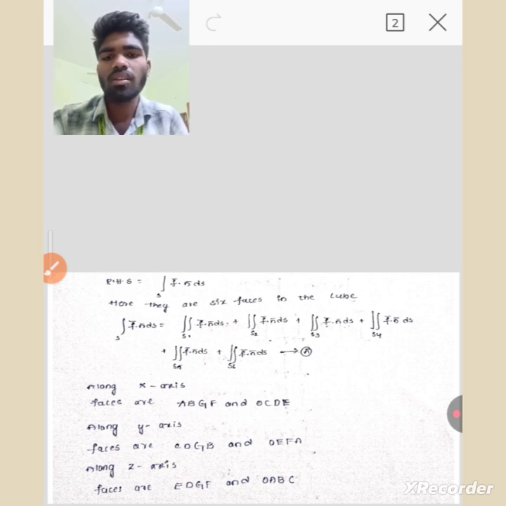Here the integral over S of F bar dot n bar dS equals the integral over S1 of F bar dot n bar dS plus the integrals over S2, S3, S4, S5 and S6, and we have to find these 6 faces to get the RHS solution. Along the x-axis the faces are ABGF and OCDE. Along the y-axis the faces are CD, GB and DEFA. Along the z-axis the faces are EDGF and OABC.